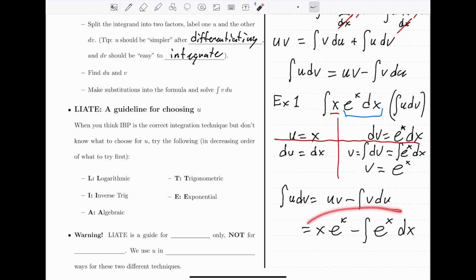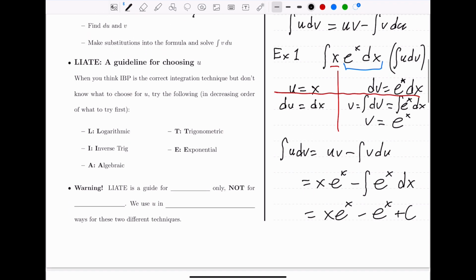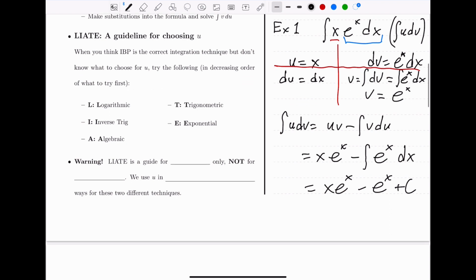Now that we've got this expression for the integral, we can solve this final integral. We have x e to the x minus the integral of e to the x. That's simply e to the x plus c. There is our answer. Let's double check that this answer is correct. We can always check our answers for indefinite integral problems by taking the derivative. Let's do that here.